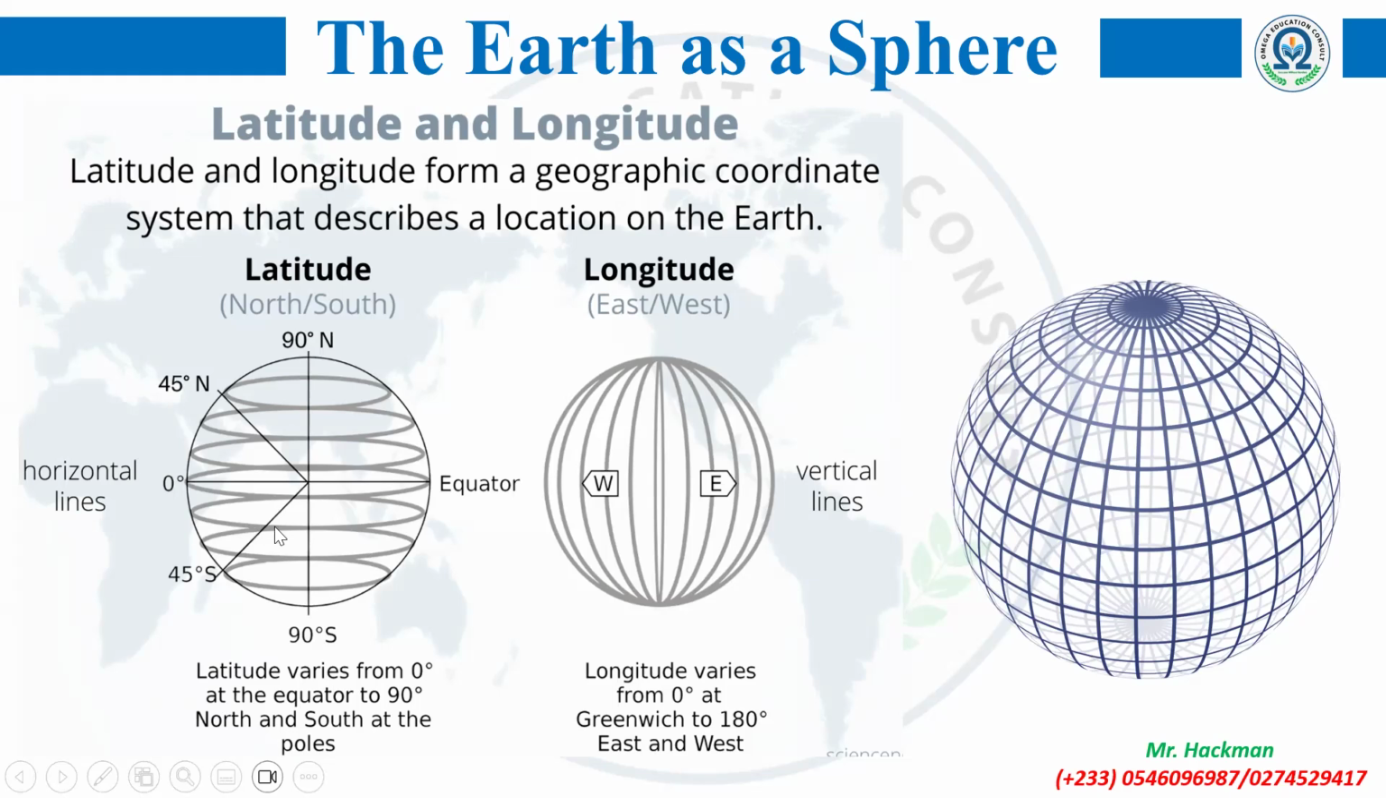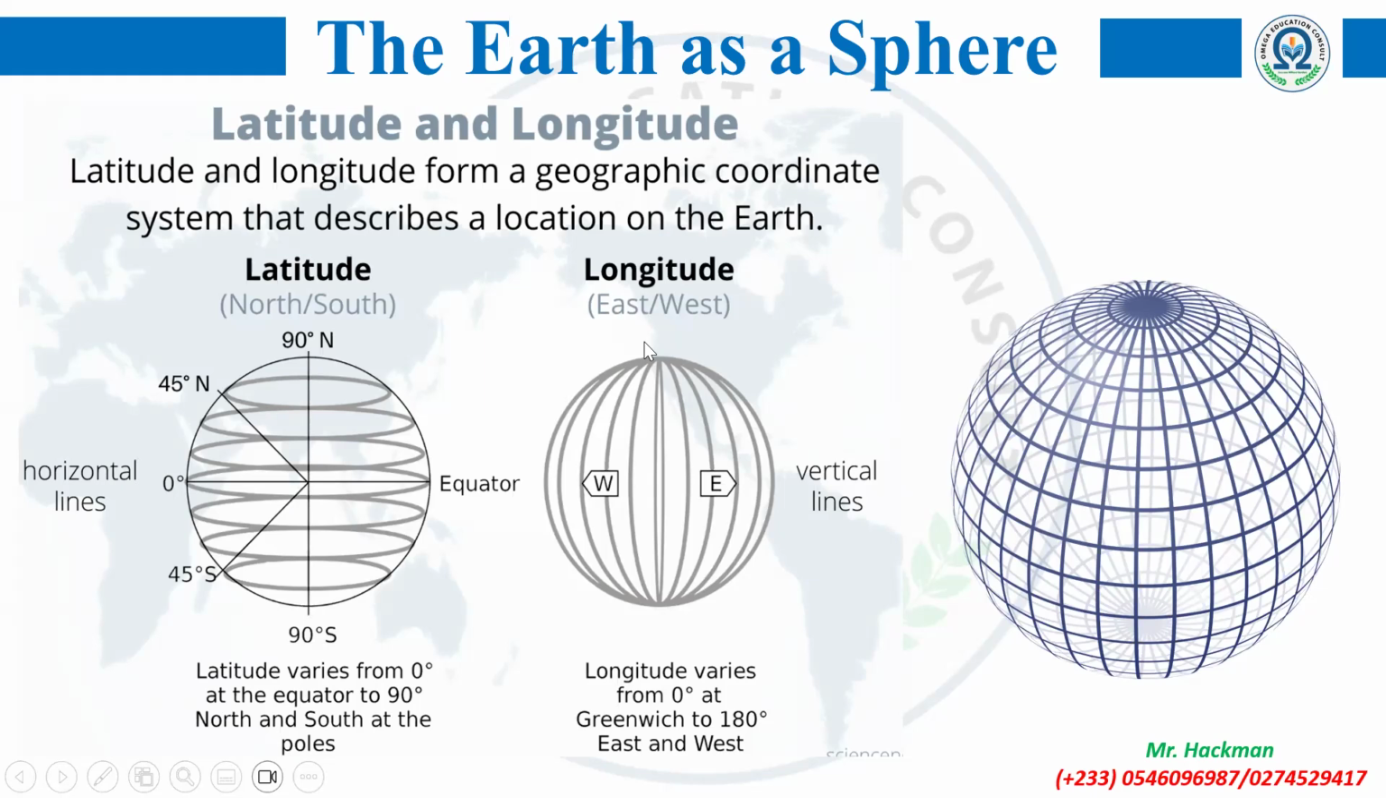Latitude basically will be lines, and the lines that you have there will always be parallel. The lines on the Earth's surface that are parallel, taken relative to the north and south, will be latitude. So latitude basically will be horizontal lines. And one of the special latitudes that we should all know is the equator.